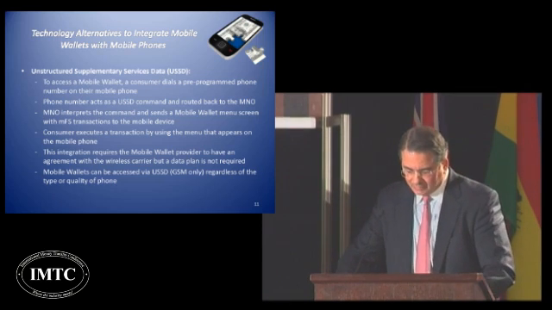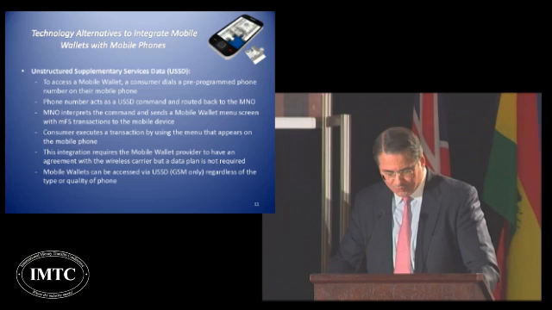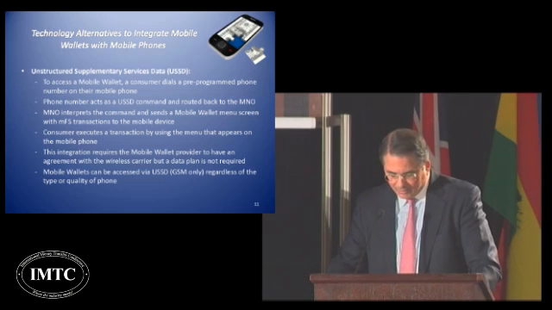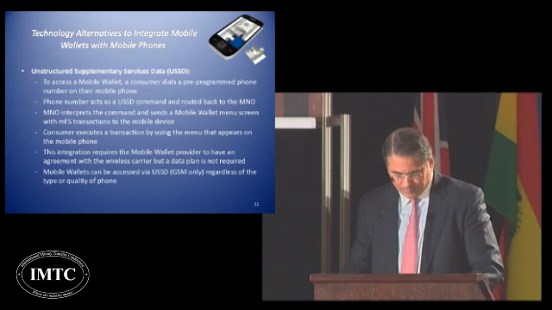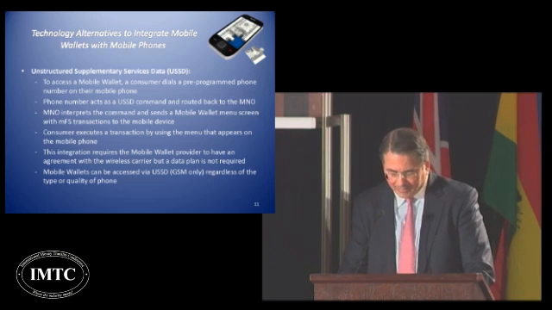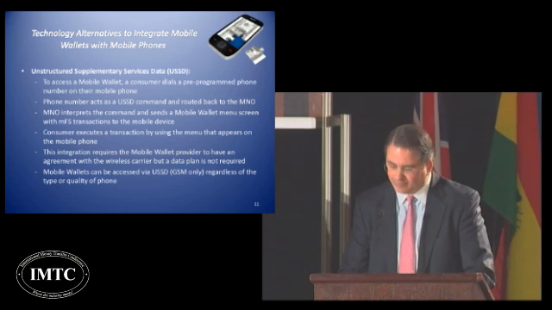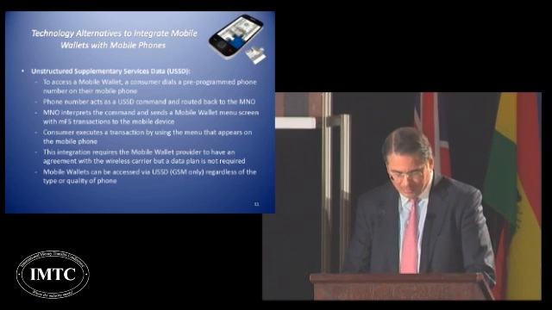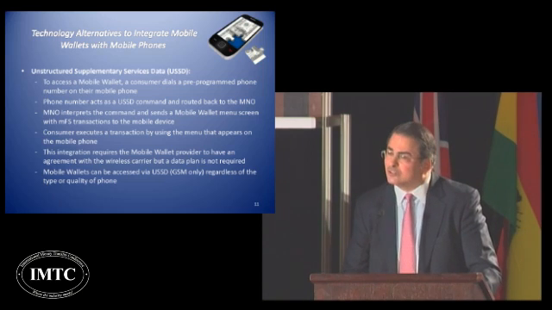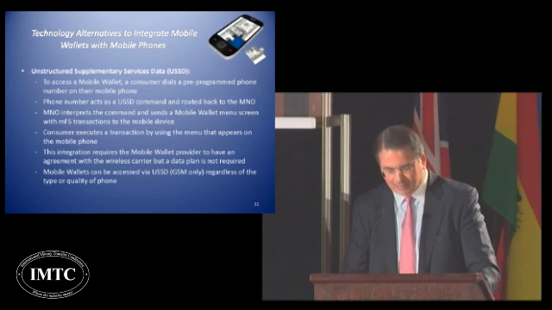The first one being USSD, where a consumer can access a mobile wallet by using a pre-programmed phone number that's already on their mobile phone. Phone numbers can provide the command to the carrier or the MNO. The MNO will interpret this command, send the actual menu of financial services to the phone, and then the consumer can execute a transaction by looking at that menu.